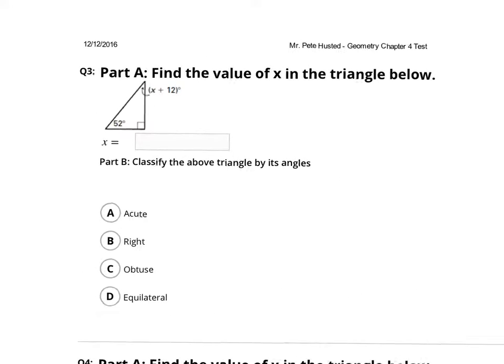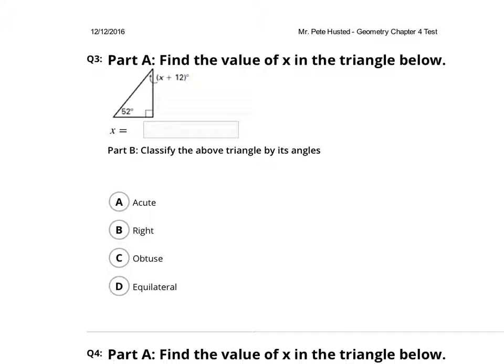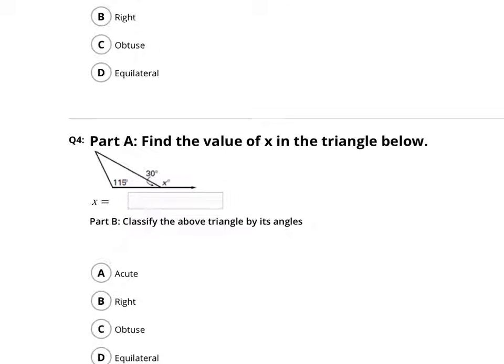Moving on, question 3. Again, 2 parts. We want to find the value of x. So again, you're going to want to set this up. I've set the first couple up for you. But take x plus 12 plus 52 plus, that's right, 90 degrees. That's how many degrees are there in the right angle. And set them equal to 180. So this plus this equals 180. And solve for x. And then, of course, choose what kind of a triangle this is. There was a 90-degree angle in there, just to remind you.